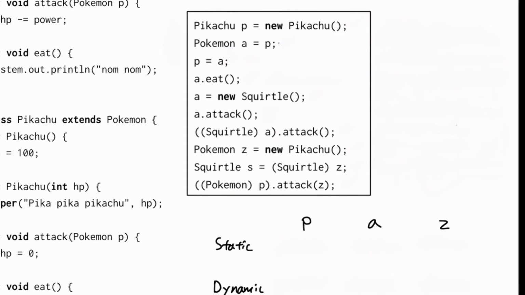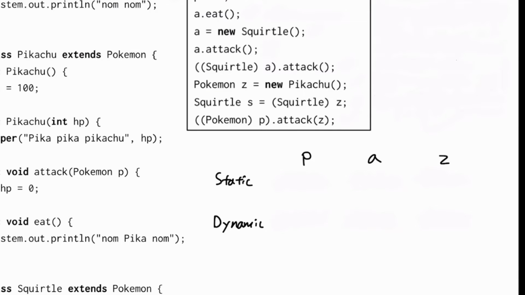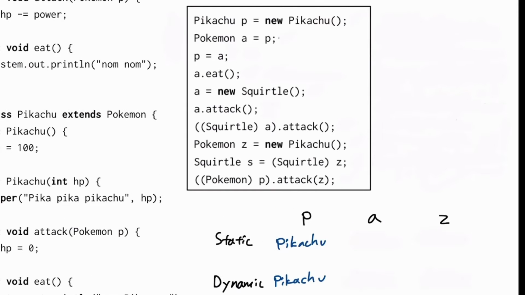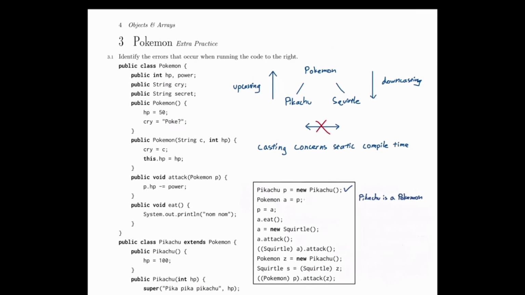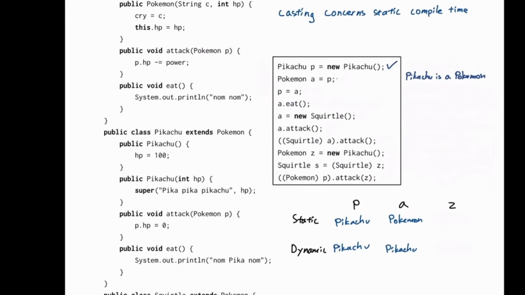Let's begin by looking at this first line here. We're creating a new Pikachu object and assigning it to a variable p of static type Pikachu. Let's note this down. p will have a static type of Pikachu and a dynamic type of Pikachu as well. This line will run with no issues. In this next line, we're assigning the value of p to a, where a is a new variable with static type Pokemon. So let's note it down. The static type of a is Pokemon, and the dynamic type will be Pikachu. Now this is perfectly fine. Why? Because Pikachu is a Pokemon. That's reflected in this model above here, since Pikachu extends Pokemon.